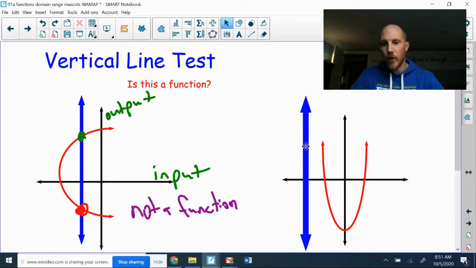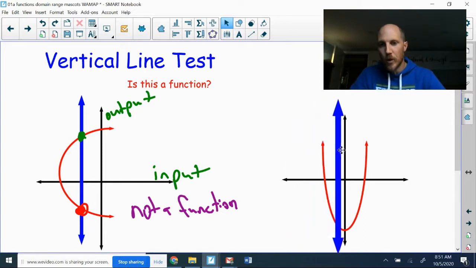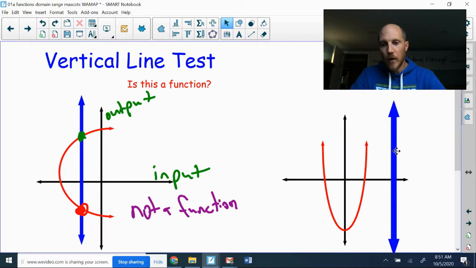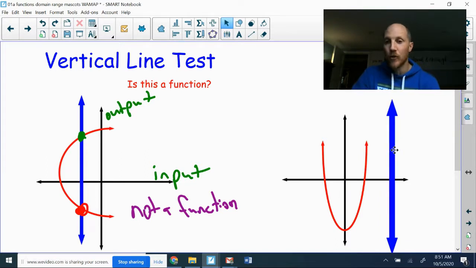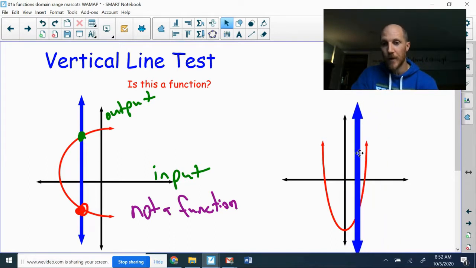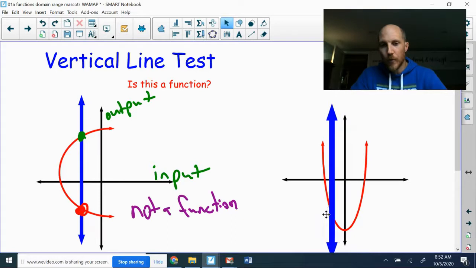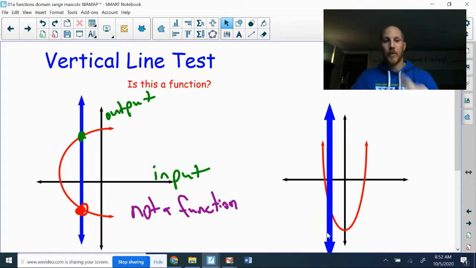Vertical line test. I'm just going to take this vertical line and sweep it across the graph. And if my blue vertical line ever touches the graph in more than one place at the same time, then it's not a function. And in this case, it only ever touches once. If I move it to a different part of the graph, it's going to touch in a different spot, but only one place. It only ever touches one place at a time.